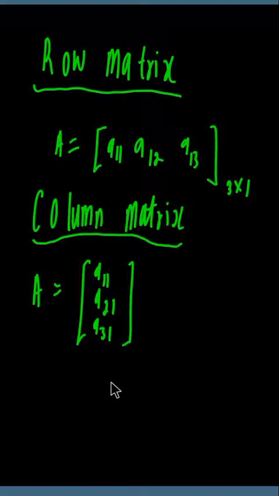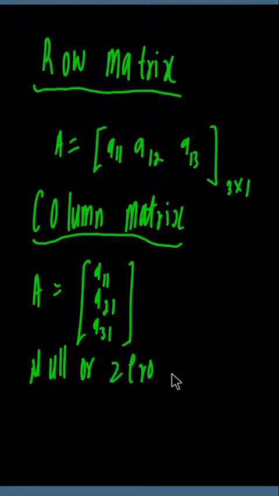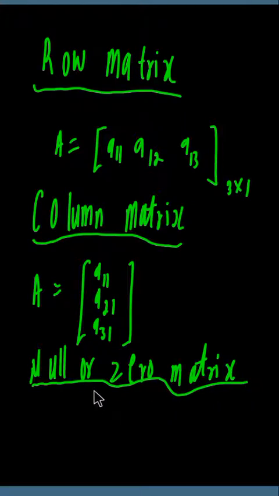The next one is what we call a null or zero matrix. Now, this is the type of matrix that has all its elements as zero. That means all the elements of this matrix are zero.